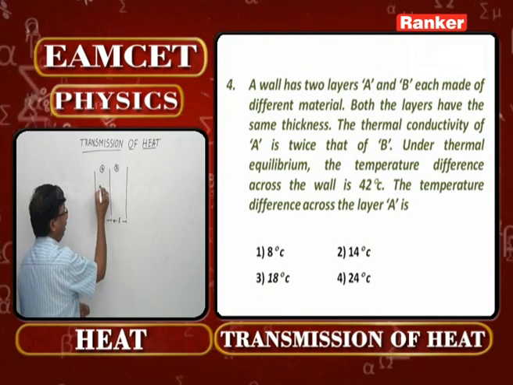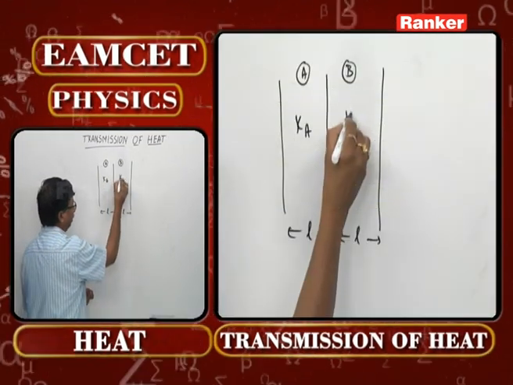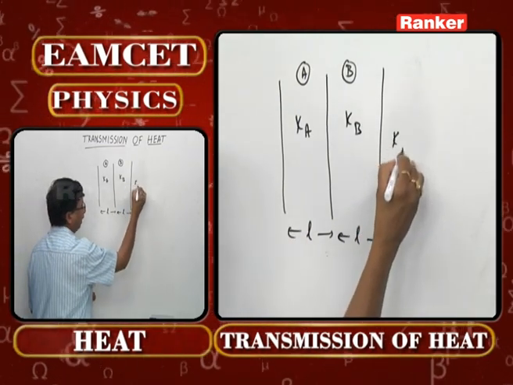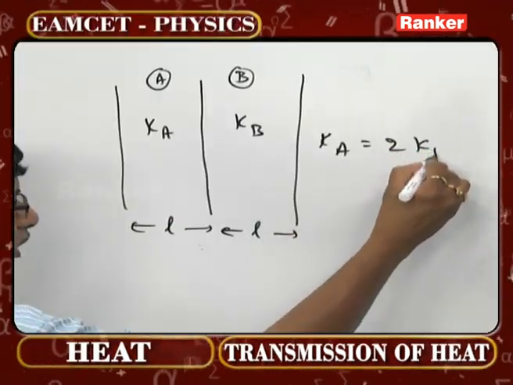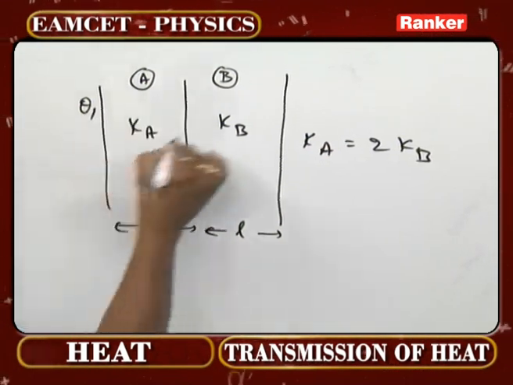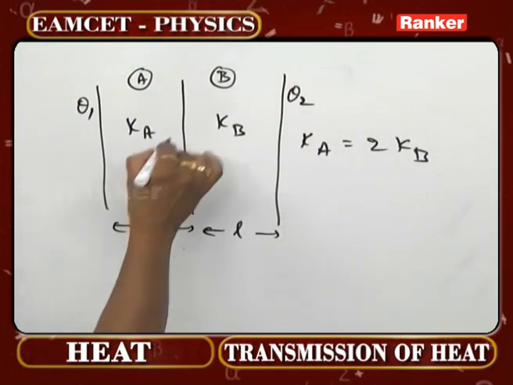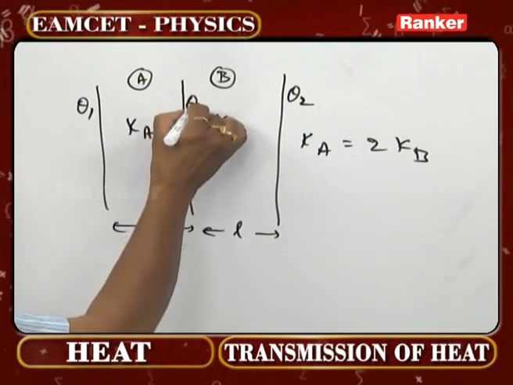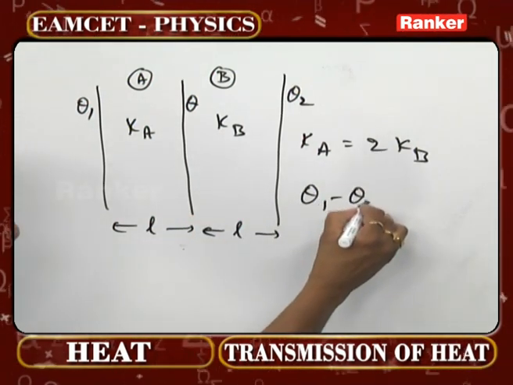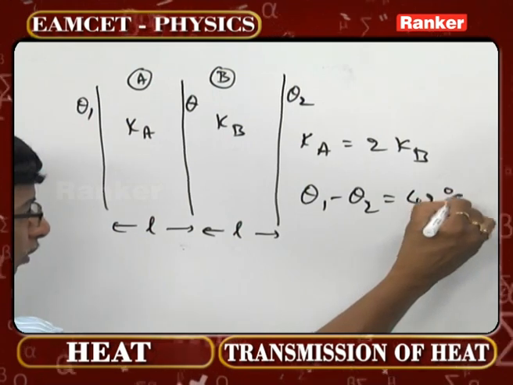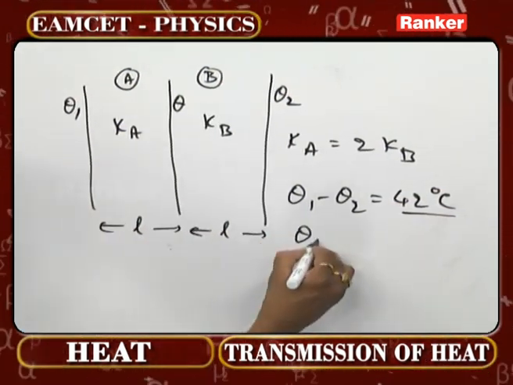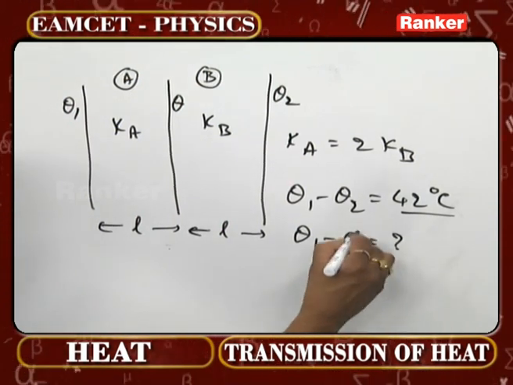But what did he say? Ka, if I take, and Kb are the thermal conductivities of both the materials. It is again given Ka is equal to twice Kb. That is the relation. And if I take this theta 1, the temperature over here, theta 2, the temperature over there, theta, the temperature at the interface, then what is the value given there? Theta 1 minus theta 2 is given 42 degrees centigrade in the question. And what is this question officially? What is theta 1 minus theta?